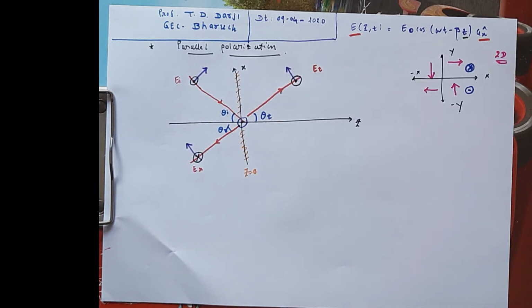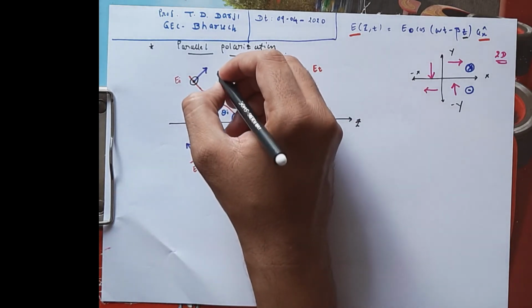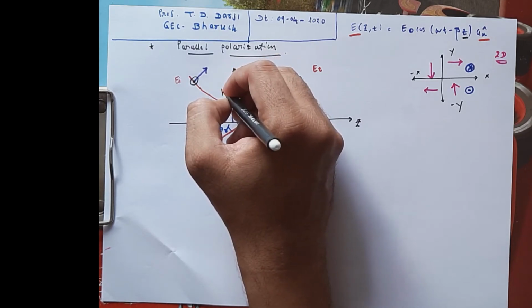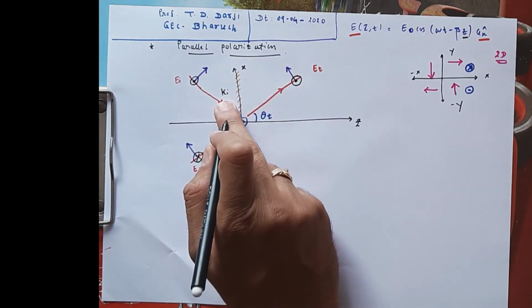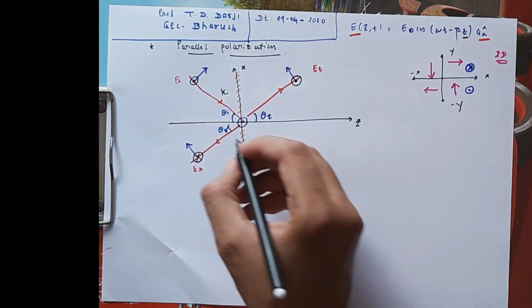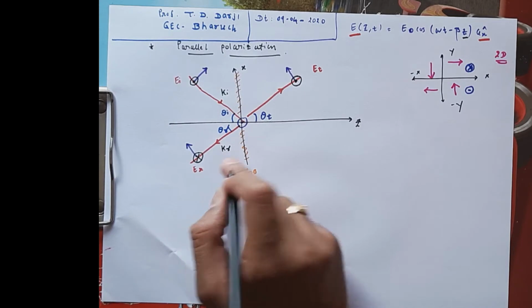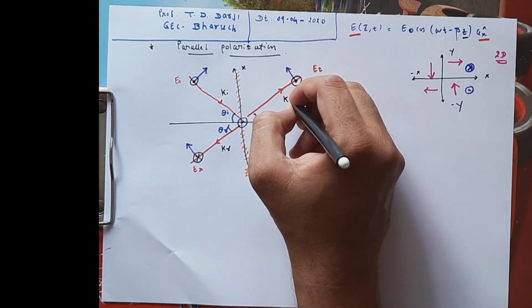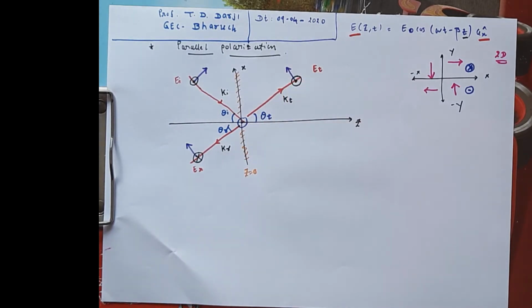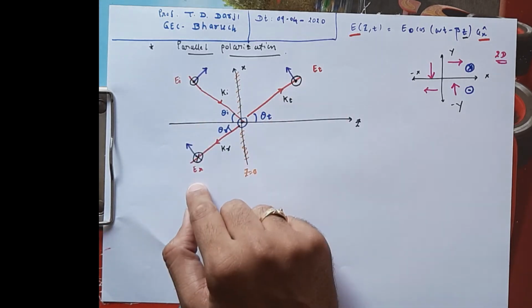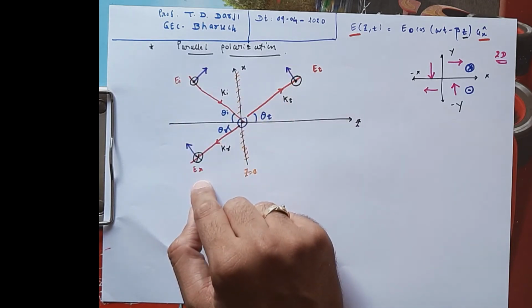Similarly, it is Ki. What is Ki? Ki is the propagation vector that we have already discussed in our last lecture. Kr is the reflected propagation vector, and Kt is the transmitted propagation vector, which we have already discussed in our last lecture. And we have applied the boundary condition for that also. Clear?